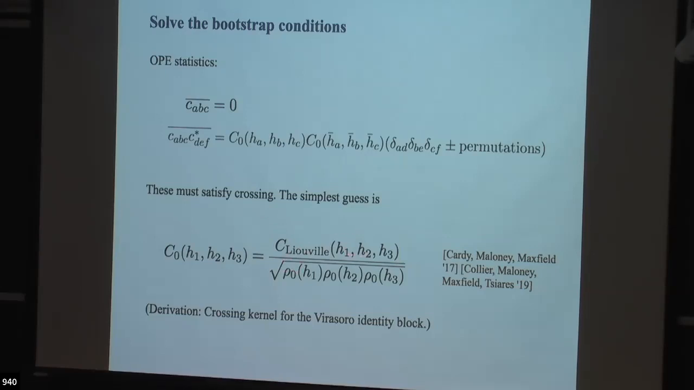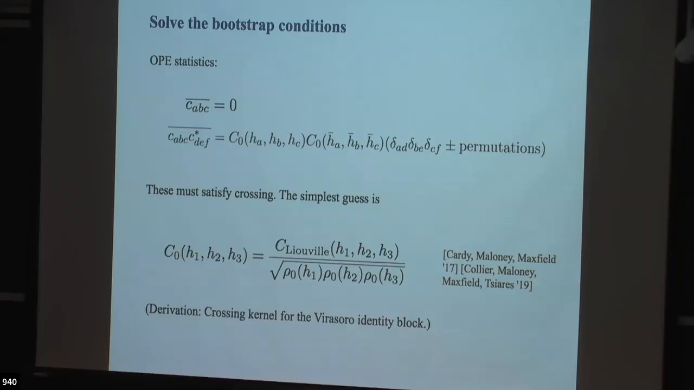This is on the continuous part. This is on the normalizable part of the Liouville spectrum. But you should not think of this as saying that the theory is like Liouville. It's not that. The reason Liouville is showing up here is not because the CFT looks like Liouville. It's because Liouville is related to the Virasoro algebra, and the CFT has a Virasoro algebra.